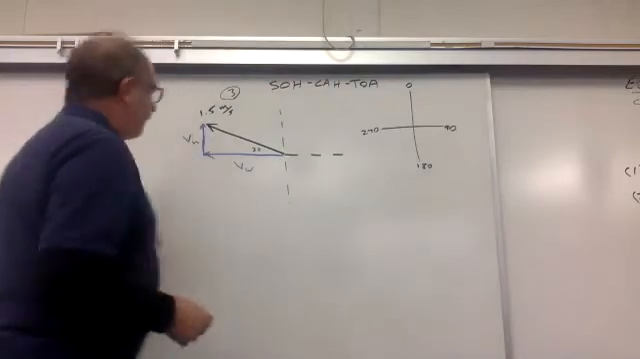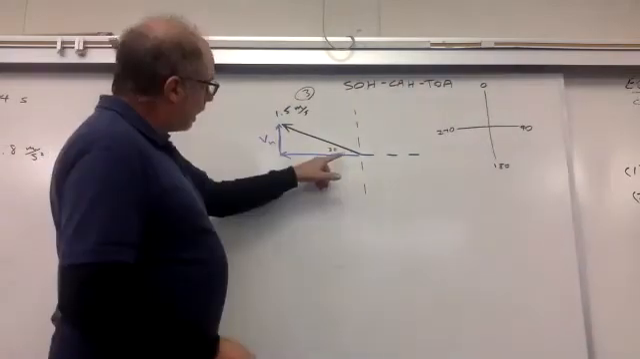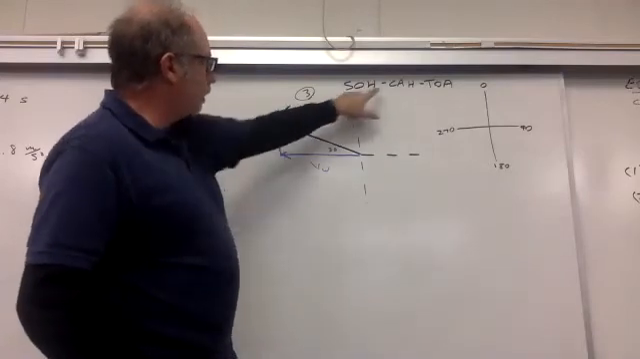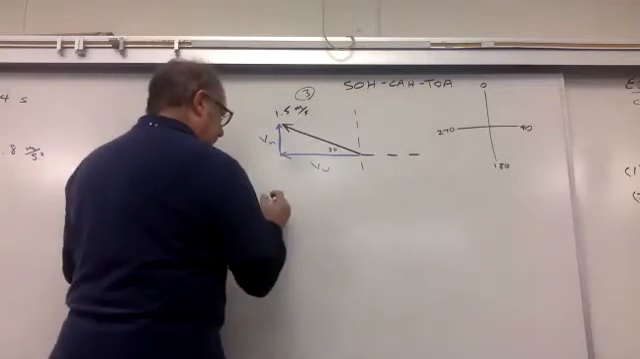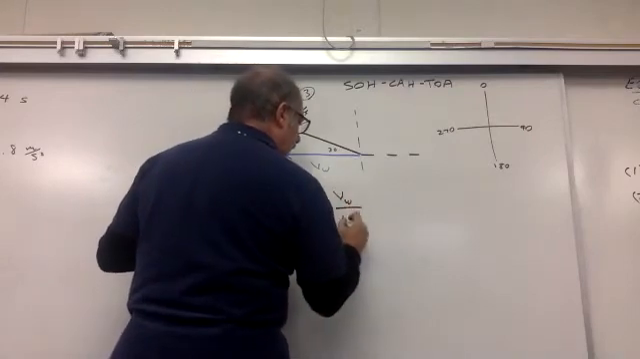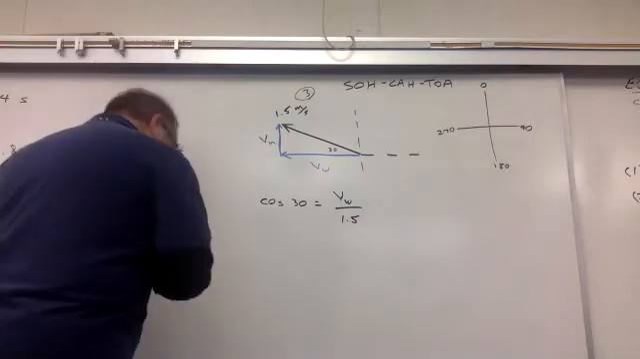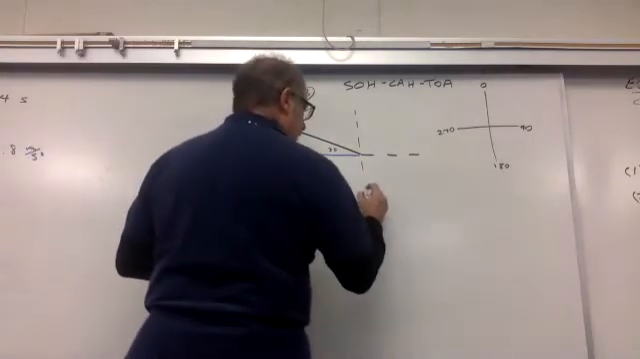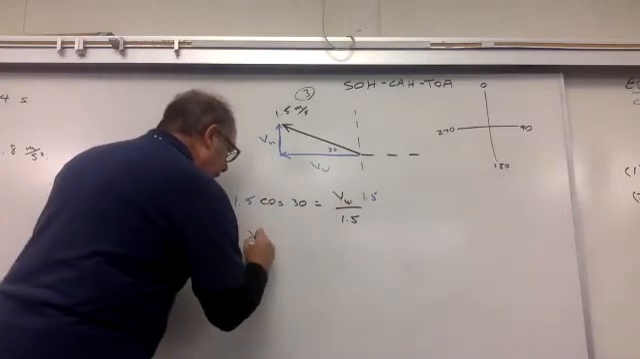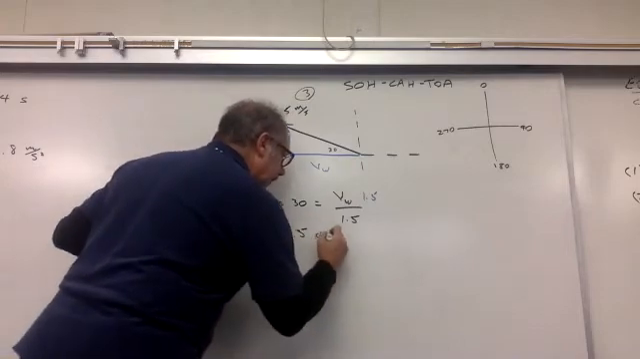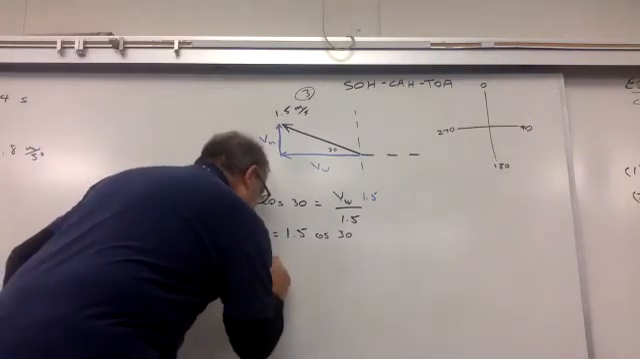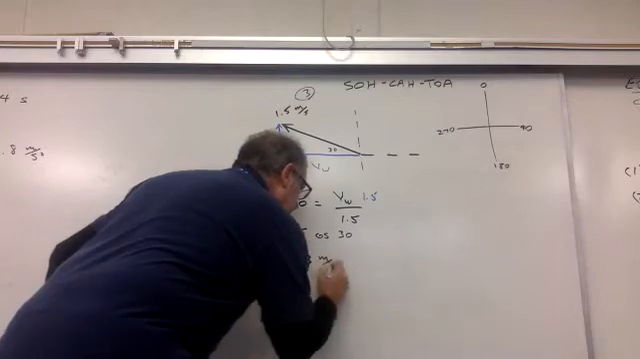Okay, so anyway, getting back to this. I have components that I can use SOHCAHTOA for. For the westward component, it's the adjacent side, so I'm going to use cosine. Cosine is adjacent over hypotenuse. Multiplying both sides by 1.5 and canceling, the westward component turns out to be 1.5 times the cosine of 30, which is 1.3. So this is 1.3 meters per second.